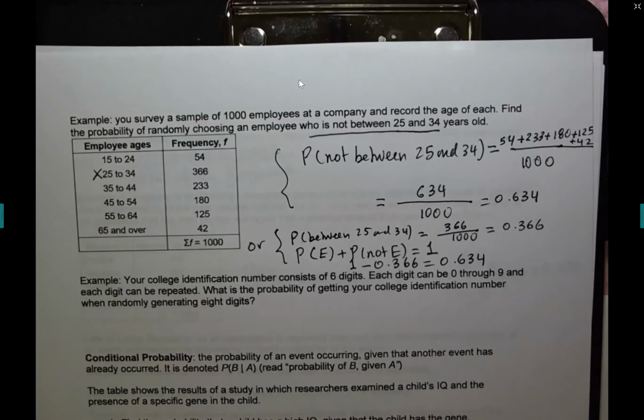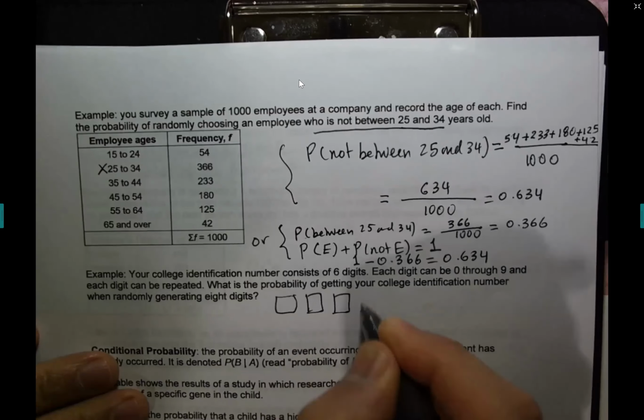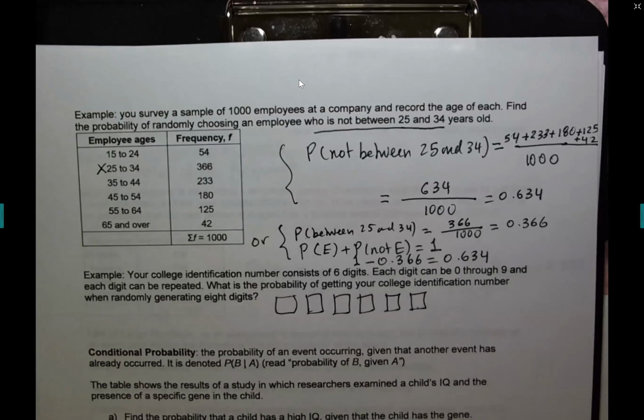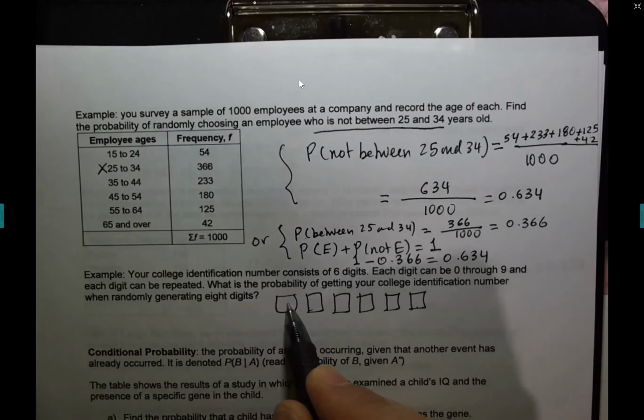Your college identification number consists of 6 digits. Each digit can be 0 through 9. First of all, guys, how many college ID numbers can we create, just with 6 digits? So we have 6 digits. How many possible IDs can be generated from 6 digits, and each digit can be 0 to 9? Let's do this. How many possible digits can we put here? It says 0 is okay.